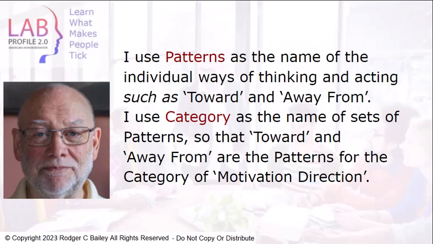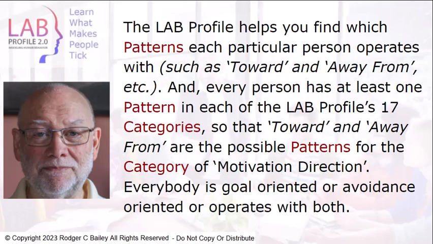I use patterns as the name of individual ways of thinking and acting, such as toward and away from. I use category as the name of sets of patterns, so that toward and away from are the patterns for the category of motivation direction. The lab profile helps you find which patterns each particular person operates with. And every person has at least one pattern in each of the lab profile's 17 categories. Everybody is goal-oriented or avoidance-oriented or operates with both.